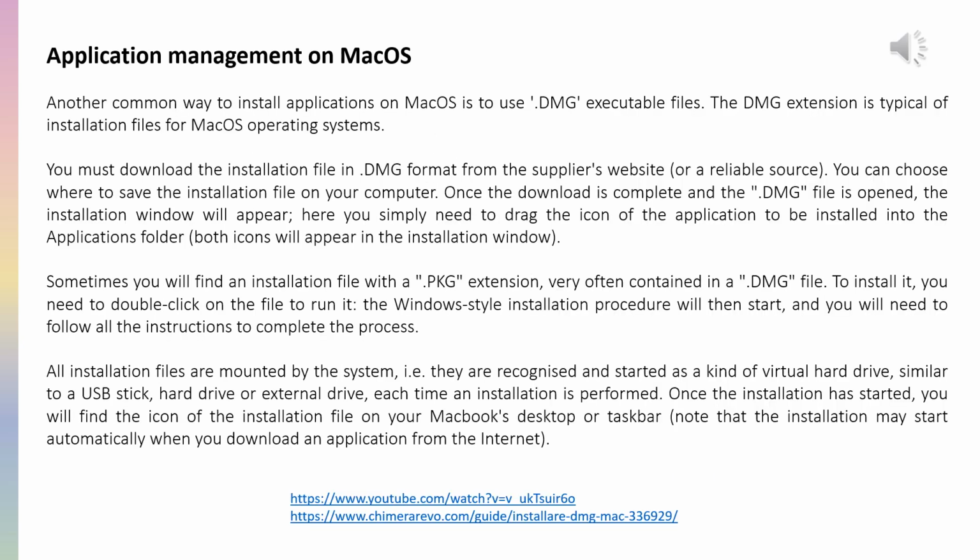Another common way to install applications on macOS is to use DMG executable files. The DMG extension is typical of installation files for macOS operating systems. You must download the installation file in .dmg format from the supplier's website or a reliable source. You can choose where to save the installation file on your computer.